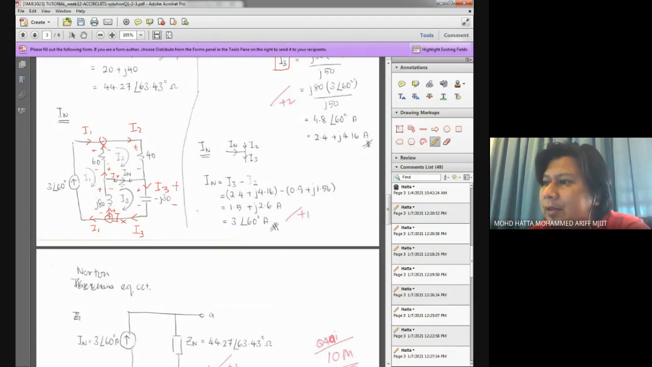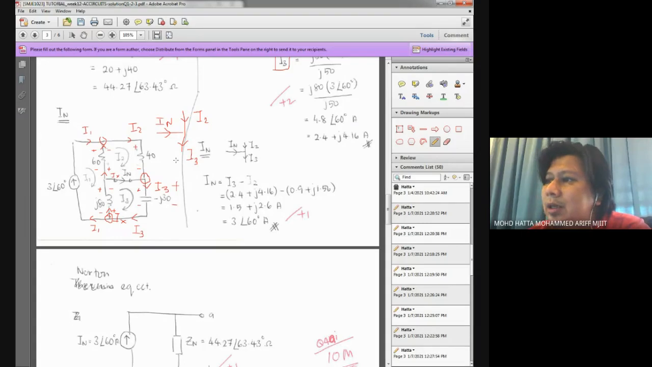If you look at the question, IN is in this direction. The best way to know the value of IN is by looking at the junction. Here, the junction tells us this is IN, which we try to calculate. This is I2, and we already found the value of I2, and this is I3. We also calculated the value of I3.